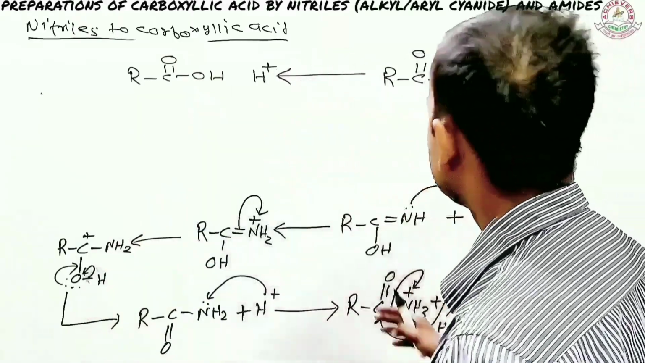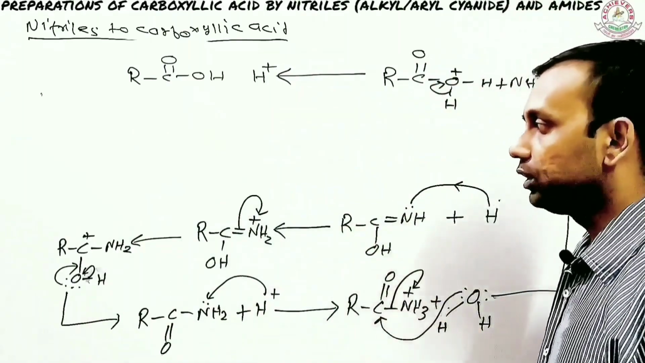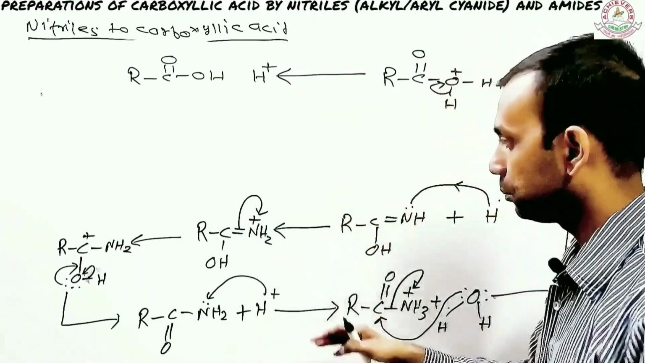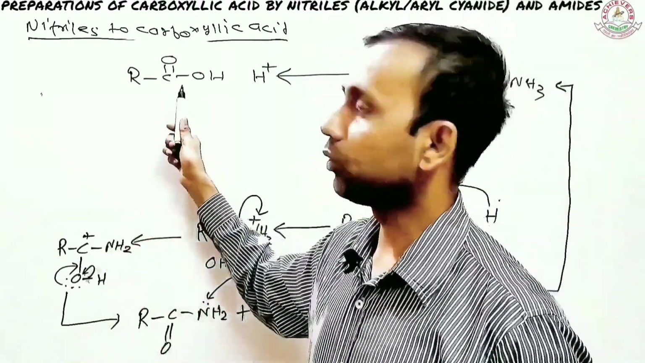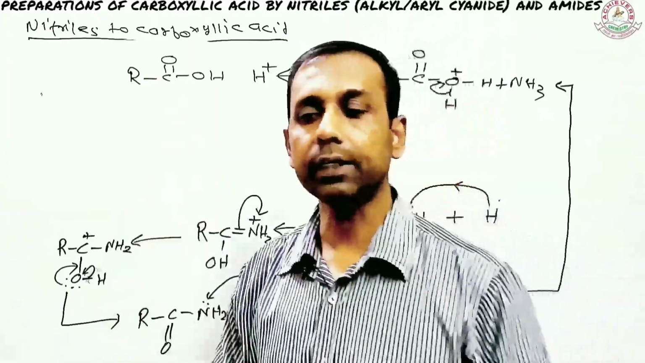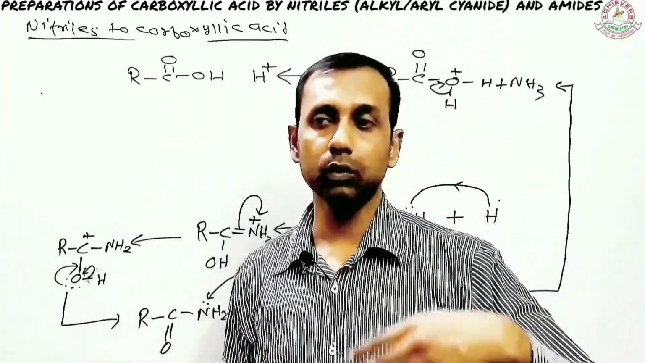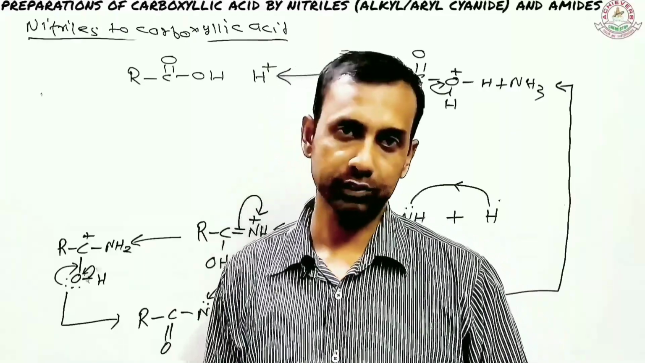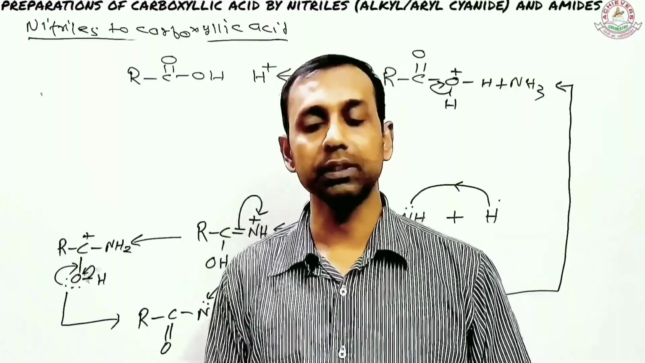Though I'm not happy because I wanted to show everything right here, you need to go on your own and see how this mechanism, though it was a bit lengthier, was also very interesting, I believe. So what we have now is a carboxylic acid. The reaction started from the nitrile, but it went through several different protonation and deprotonation phases and finally came out as a carboxylic acid. So this is the mechanism of nitrile to carboxylic acid. I hope you have understood everything.